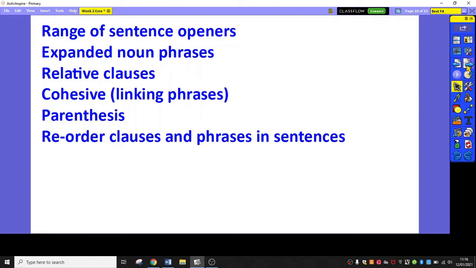We need a range of sentence openers. We can't just have the lunar landings, the lunar landings, the lunar landings. We could use our expanded noun phrases to give detail. Brave astronauts from America. We could have our relative clauses. So that's our noun followed by a relative pronoun and then some more information. Cohesive linking phrases: in addition to this, etc. Parenthesis, all that information that we can put in brackets to give more detail. So for example, our relative clauses might go within our parenthesis. Can you reorder clauses and phrases within the sentence? So if you've put some sort of adverbial in the middle, can you move that to the front of your sentence to rearrange it to make it flow better?